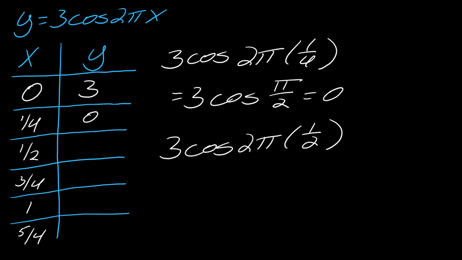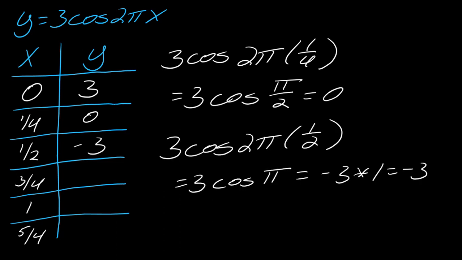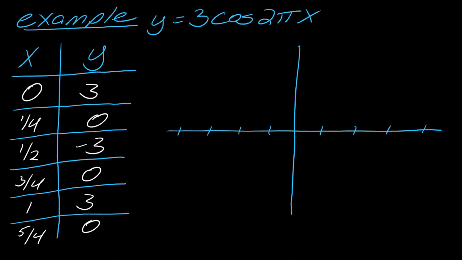And then if I do 1/2, so 3 cosine 2 pi times 1/2, this will come out to 3 cosine of pi, so this comes out to -3 times 1, so this just equals -3. And to fill in the rest of my table, I've got 0, 3, and 0. So I'm going to just assume that you know how to get through the math on that. So I've got my table here.